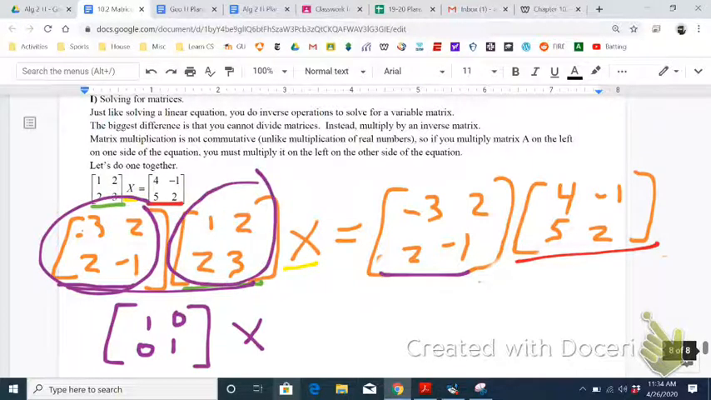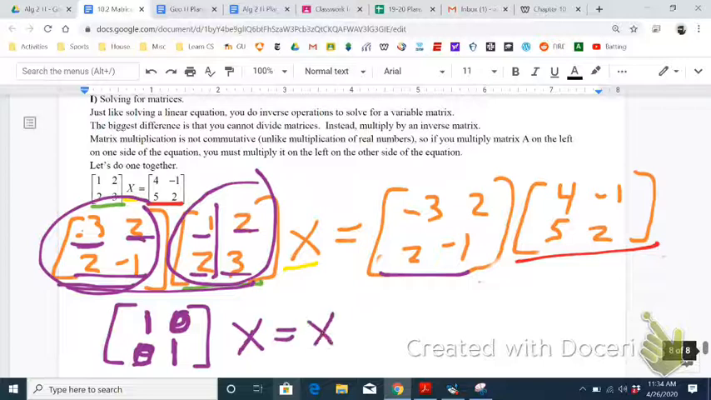Alright, now if we just check that, if we do -3 times 1 is -3, 2 times 2 is 4, add that together and you get 1. Alright, -3 times 2 is -6, plus 2 times 3 is 6, that's just 0. Okay, and then take second row times the first column, so 2 times +1 is 2, plus -2 is 0, okay, and then 2 times 2 is 4, -1 times 3, that adds up to 1. Okay, so whatever matrix X is, it's going to multiply to this matrix to just equal X, because the identity matrix times anything is itself.